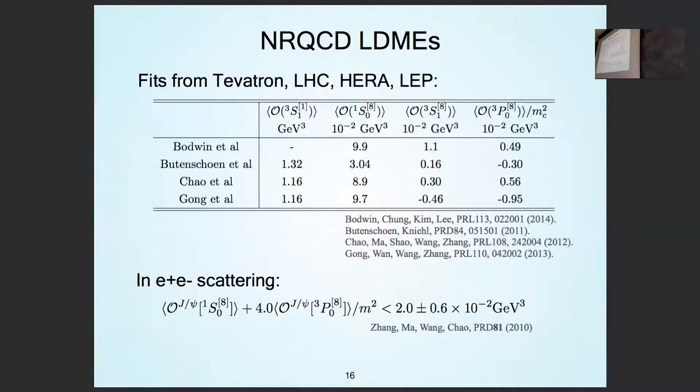So NRQCD tells us tape size is 1, 3S1, so physically color singlet, spin triplet state. So we need a spin flip. Yeah, we need a spin flip to obtain tape size from these operators. So these spin flips.